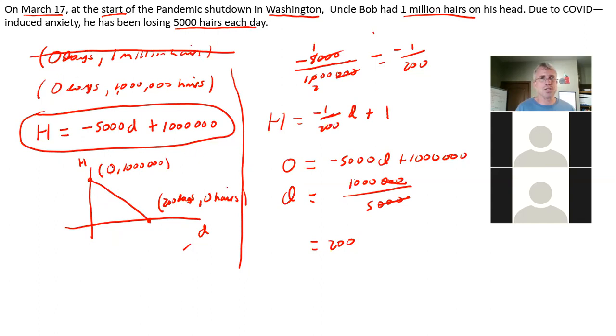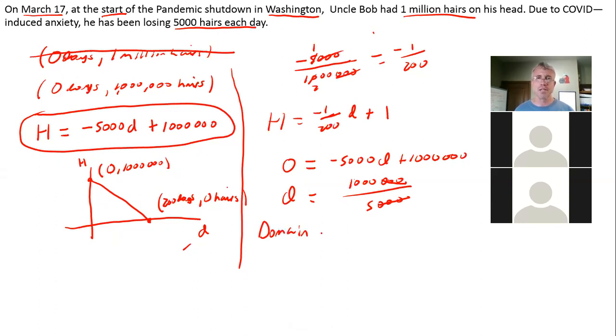And now, if I write this intercept with units, it's going to be 0 days, 1 million hairs. At the start of the pandemic, Bob had 1 million hairs. 200 days later, he was bald. There's the intercept interpretations. But those two intercepts are completely giving you the domain and range.